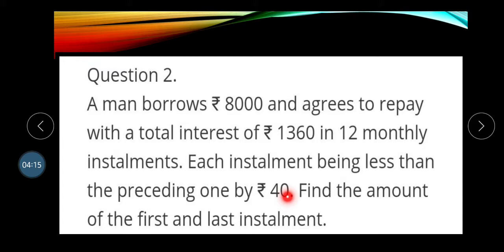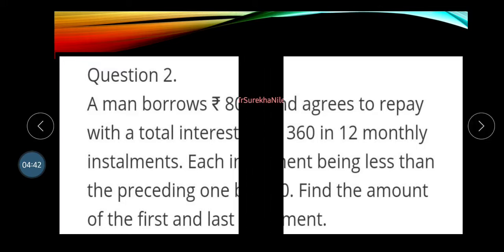So here we need to find the first installment and the last installment. We will use our formula of Sn for the first installment, and to find the last installment, obviously we will use the formula of Tn. The first installment is our a, the first term, and the last installment is our Tn, the nth term. So let's start.